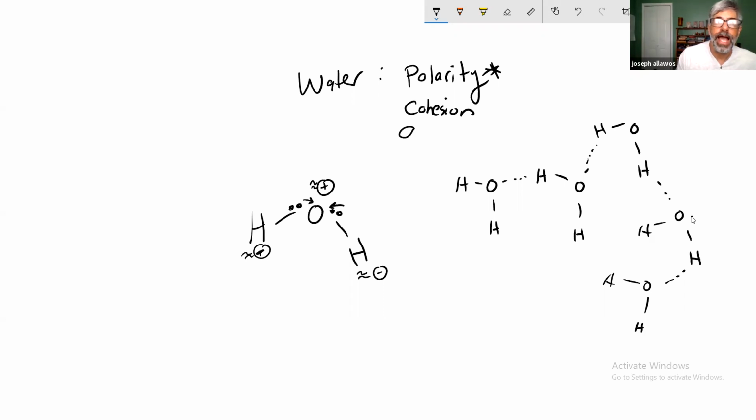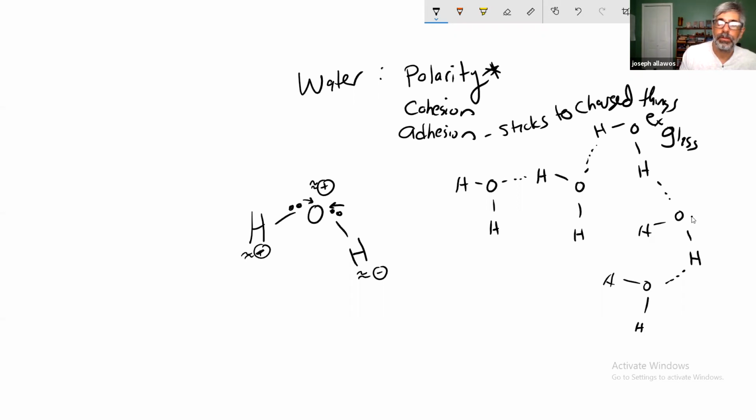It also has adhesive properties. And by adhesion, I mean it sticks to charged things like glass. Okay, so adhesive properties means that if something is charged, water will stick to it. If you take two pieces of glass and you put some water between them and try to pull them apart, you find this out very quickly, right? Water sticks, makes it hard to pull the glass apart.